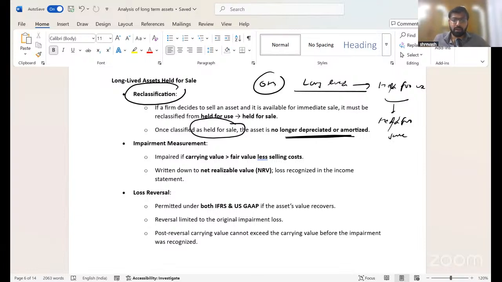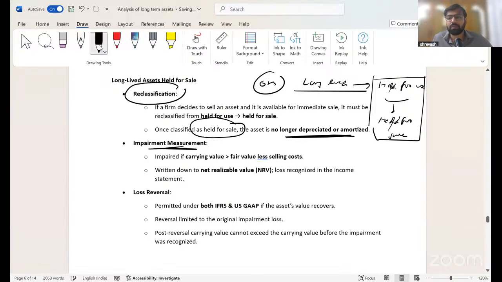Okay. Sir, how do we measure impairment in this case? Which case? Sir, assets that are held for sale. Why do we need to measure impairment? On reclassification, I need to measure for impairment of the asset. Sir, how will we compare? The carrying value should be greater than the fair value less cost to sell for the asset to be impaired.